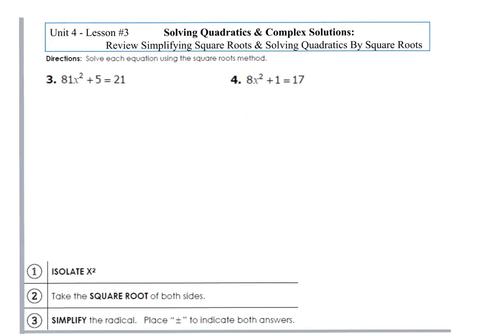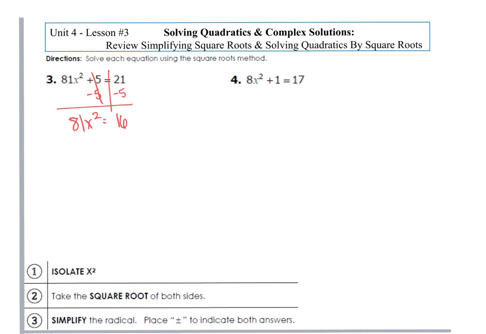Okay, number 3, we have 81x squared plus 5 equals 21. So again, this whole lesson is about not having any x terms, so I'm not really going to keep repeating that over and over again after this. We want to isolate x squared. So we're going to subtract 5 from both sides. We have 81x squared is equal to 16.